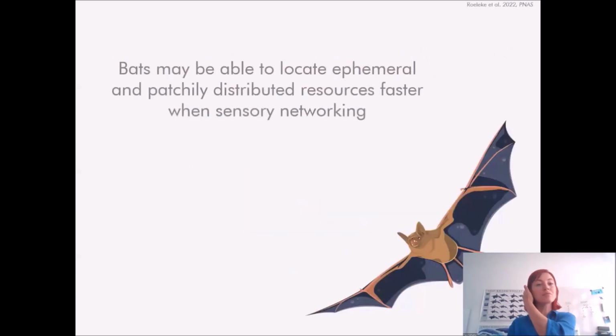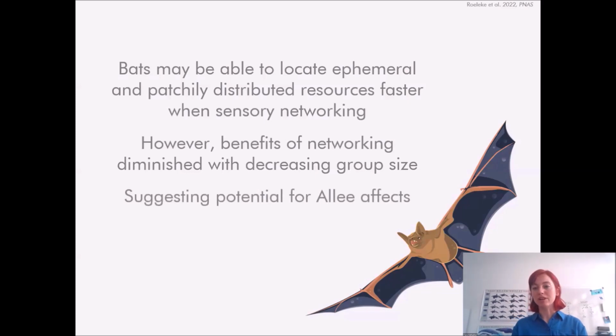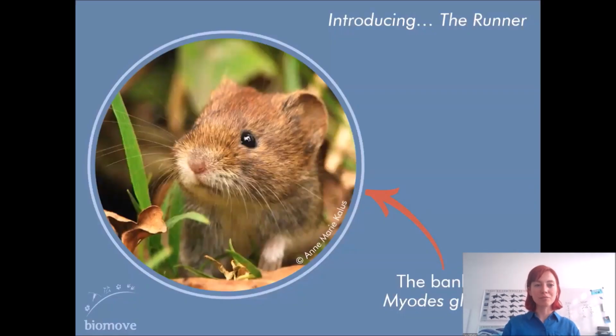So overall, we found that bats were able to locate ephemeral and patchily distributed resources faster when using the sensory networks. However, this benefit diminished with decreasing group size. And for animals that are very social, they very likely evolved this strategy over a very long time. This could suggest potential for Allee effects that could occur as bat populations dwindle, and the benefits of this evolved strategy may be diminished. All right, and so quickly moving on into my last case study.